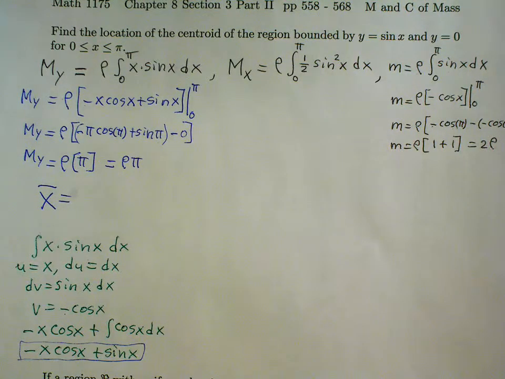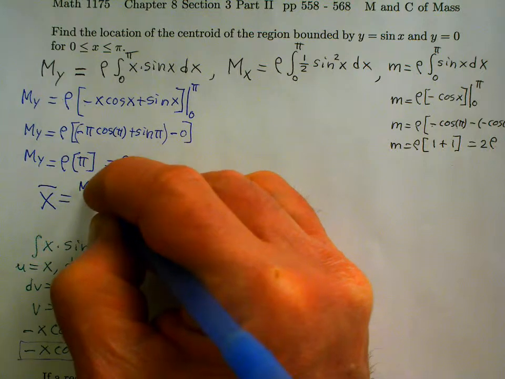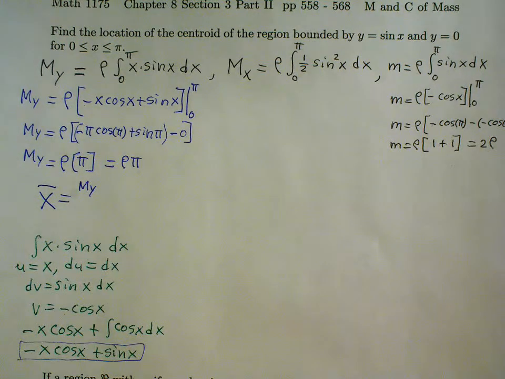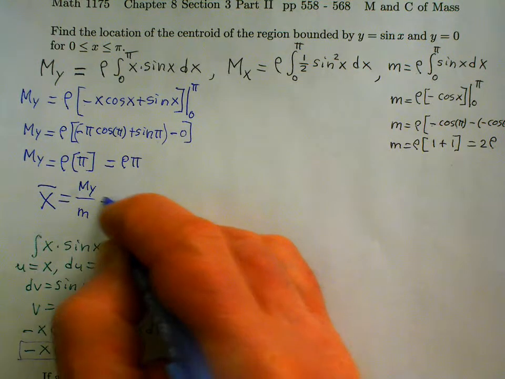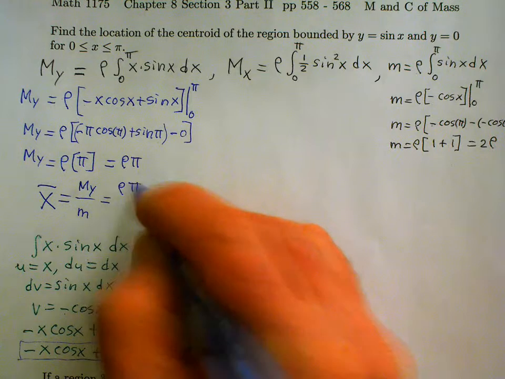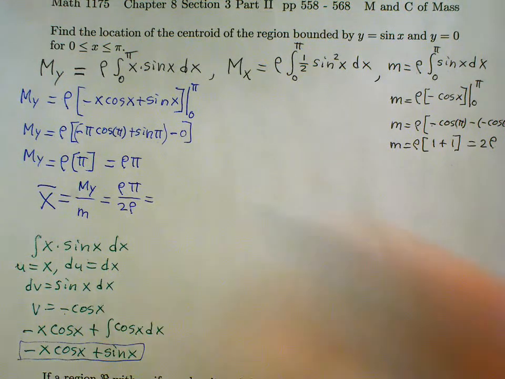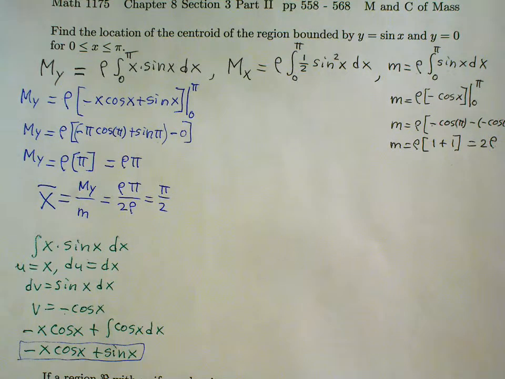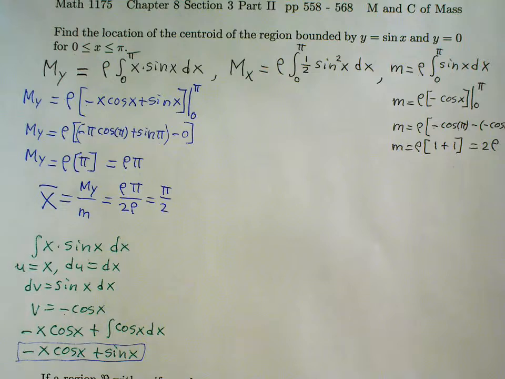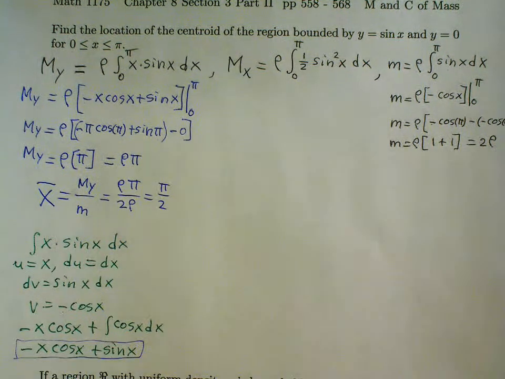So the x-coordinate of the centroid, it's the moment of the region about the y-axis divided by the mass, or rho times pi divided by 2 times rho. The rho's cancel, so we just get pi over 2. See how that works? Okay, now let's find the moment of the region about the x-axis.